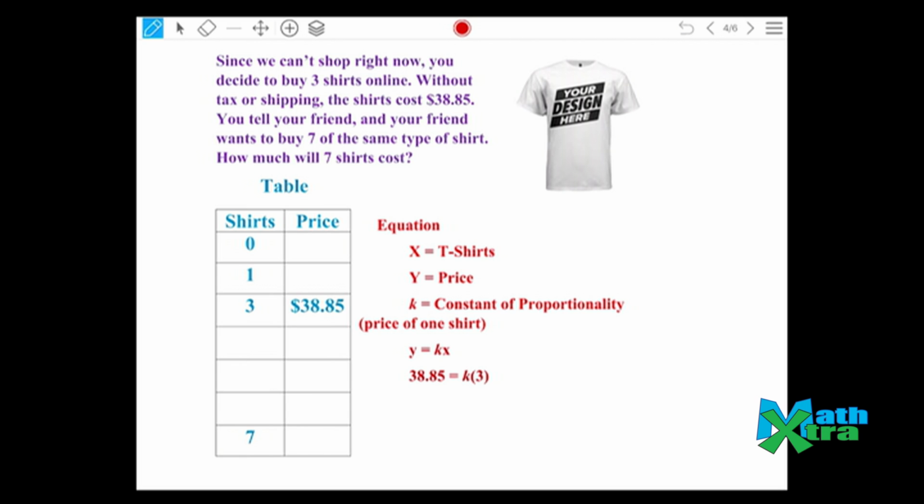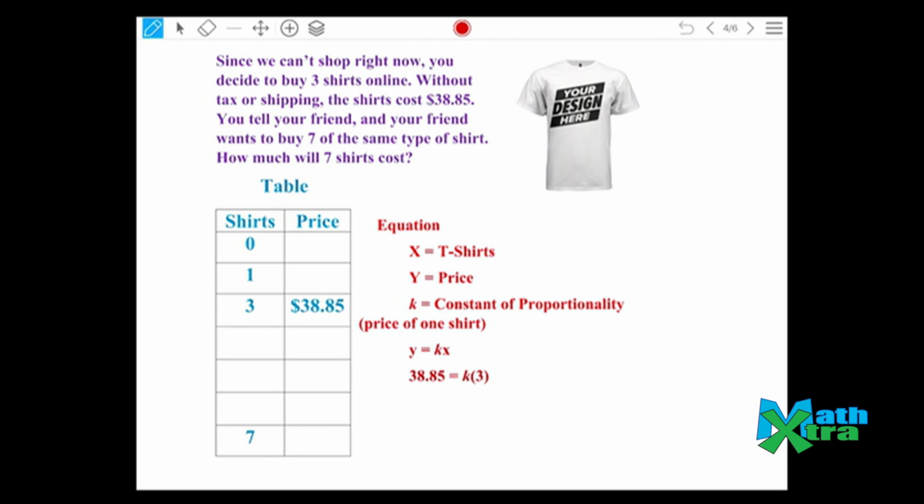So another way that we can see constants of proportionality is through shopping. I personally like sports much better than shopping. I know my wife likes shopping much better than sports. So hopefully we can show how constant of proportionality applies to everybody. So let's take a look.